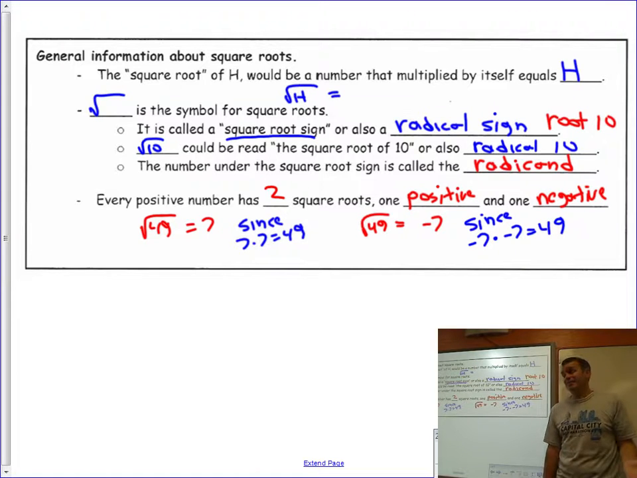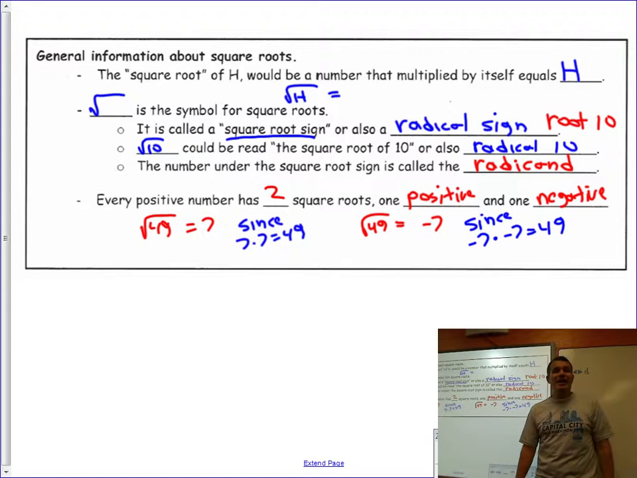All positive numbers would have two square roots. There's only one number that would have one square root, and that is 0. And there are some numbers that have no square roots. Do you know what those are?